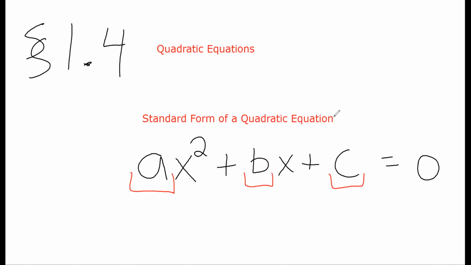One thing that we should really note is that A shouldn't be 0. A should not be the number 0. Because if it was 0, what are you really doing? If it was 0, what you're saying is that this term really just goes away completely, x squared and everything.